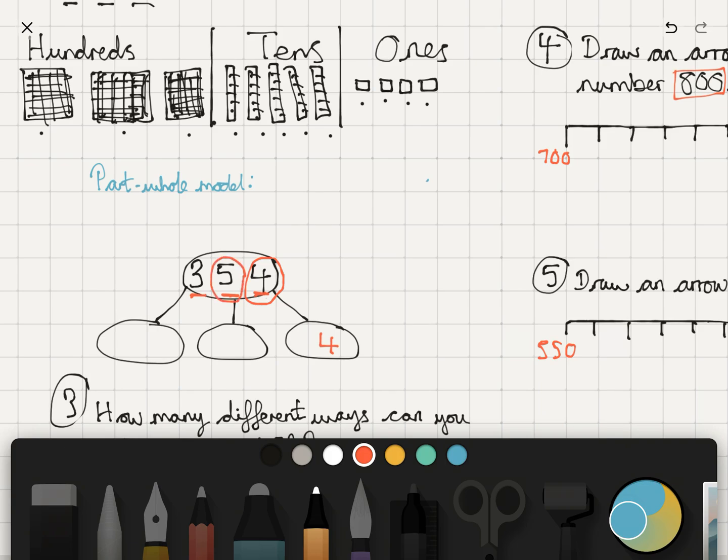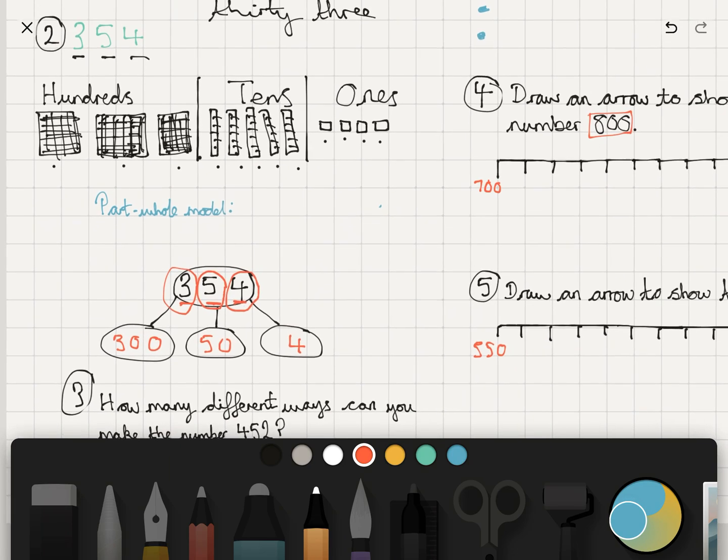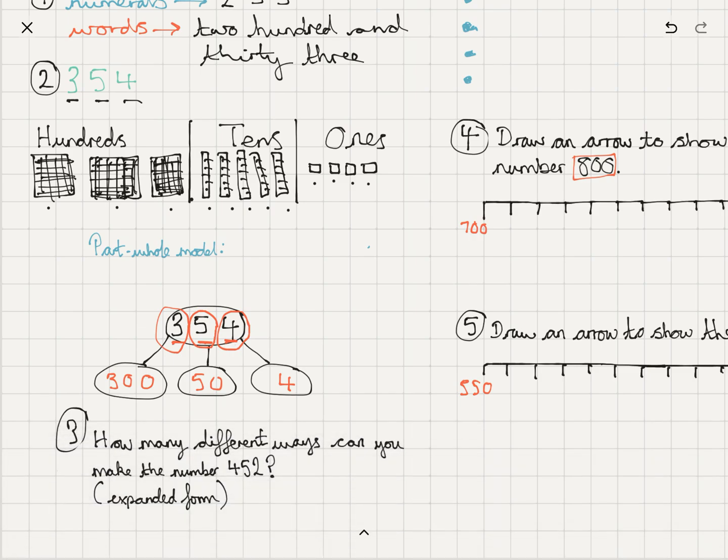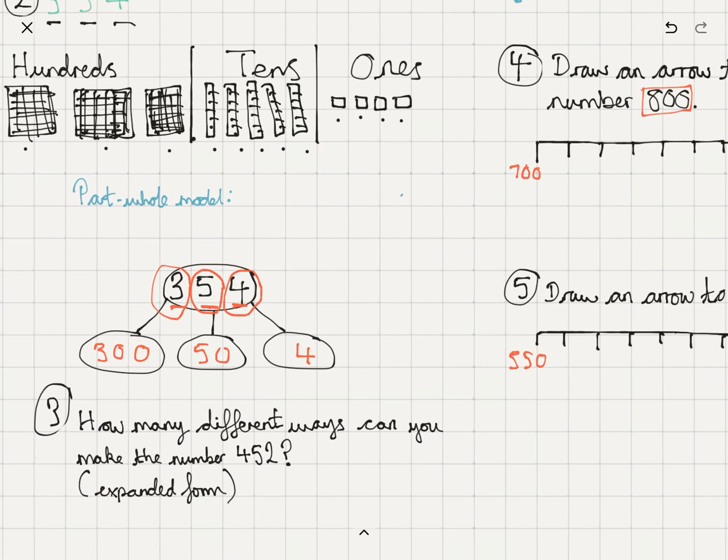This one here wouldn't just be a 5 because it's in the tens column. It would actually be 50. Okay, and this one here is 300 because it's 3, but it's in the hundreds column. Okay, so that's the part-whole model. That's what he was asking us to do. Right, so you need to have both this bit here and this bit here correct to get your mark for number 2.